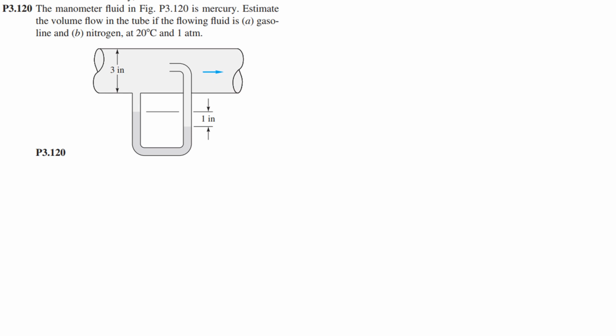So now let's look at this problem. This figure was used to find the velocity of aircraft using a pitot tube. So again, what we are going to do is to estimate the volumetric flow rate of first gasoline and then nitrogen at standard temperature and pressure. So in the manometer we have mercury.